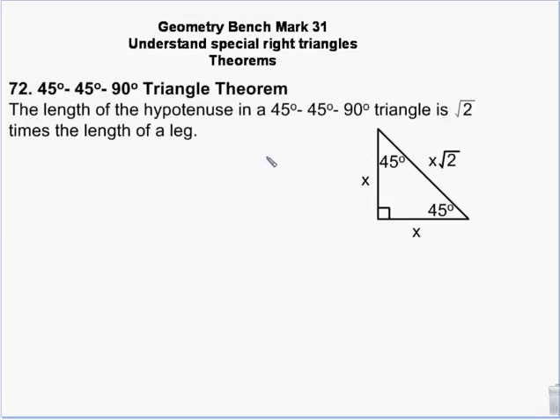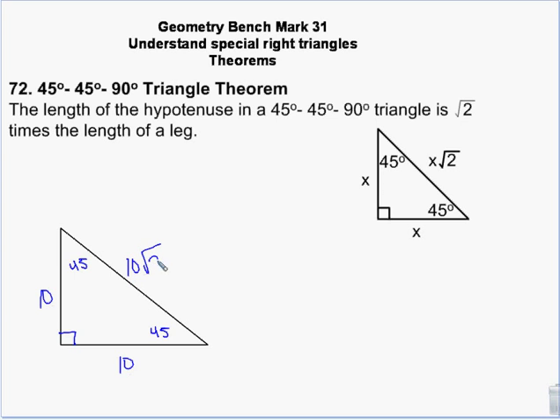But there's two special right triangles that all right triangles, no matter what size they are, if they're 45, 45, 90, their leg lengths fit into this pattern. So if I have a right triangle and it's a 45, 45, 90, that makes it an isosceles right triangle because these two angles are the same, which makes these two sides the same. So if this is 10 and this is 10, then this length would be 10 times the square root of 2.